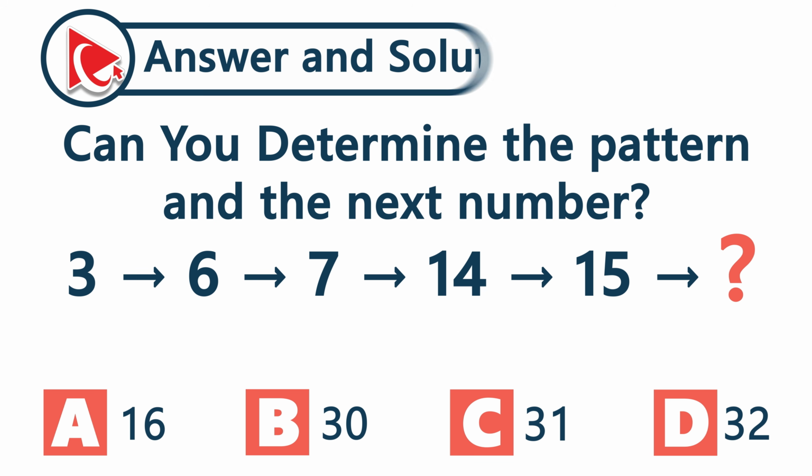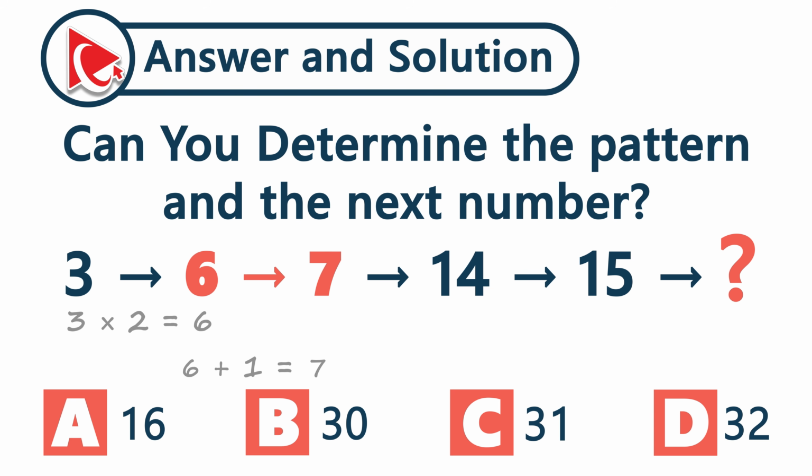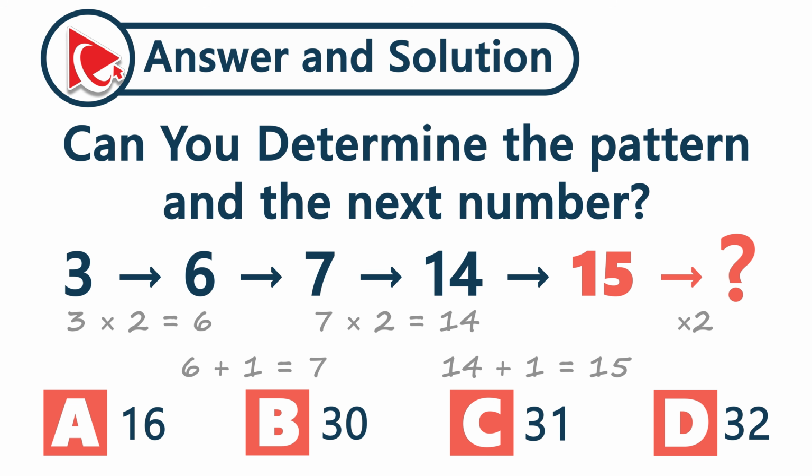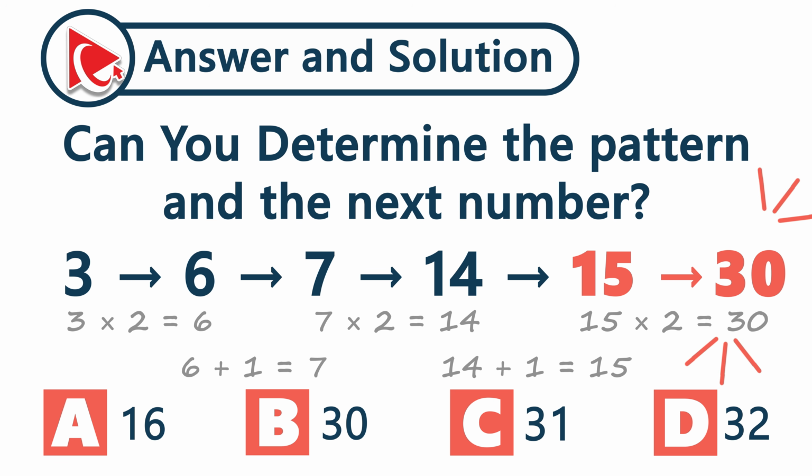The pattern here is multiplied by 2, plus 1, multiplied by 2 again, plus 1 again. So after 15, the next step is multiplied by 2, which would mean that the next number is 15 multiplied by 2 and equals 30. The other options are wrong because they don't match the required multiplied by 2 step after 15, and the correct answer here is choice B.